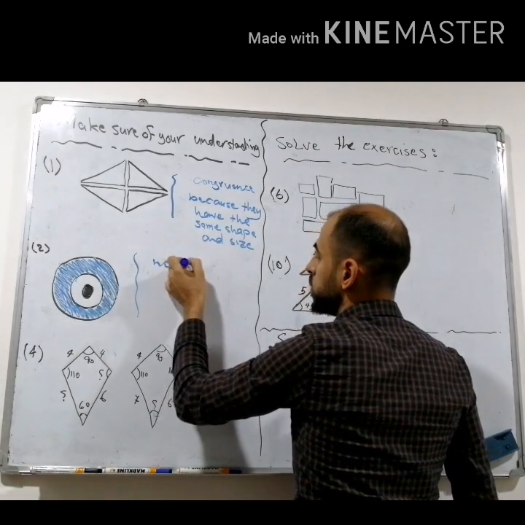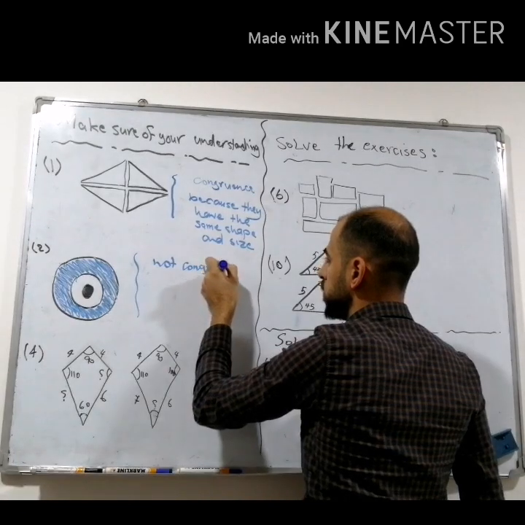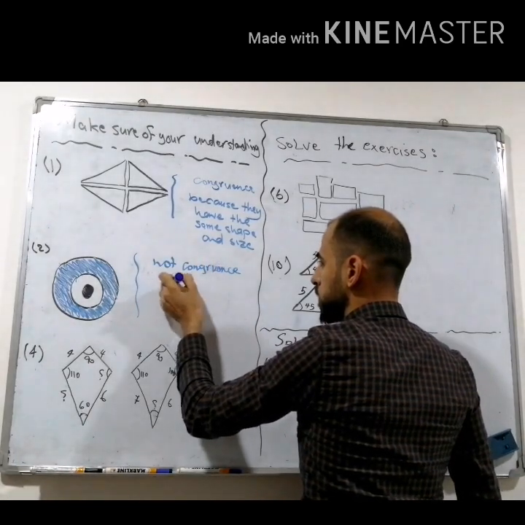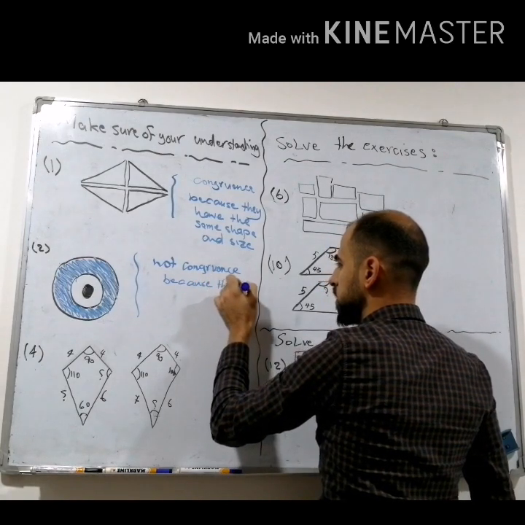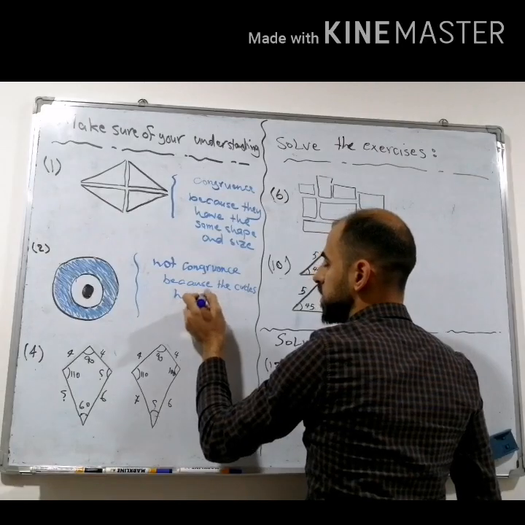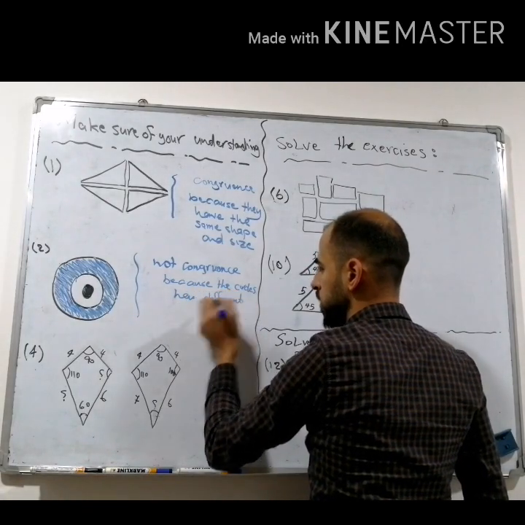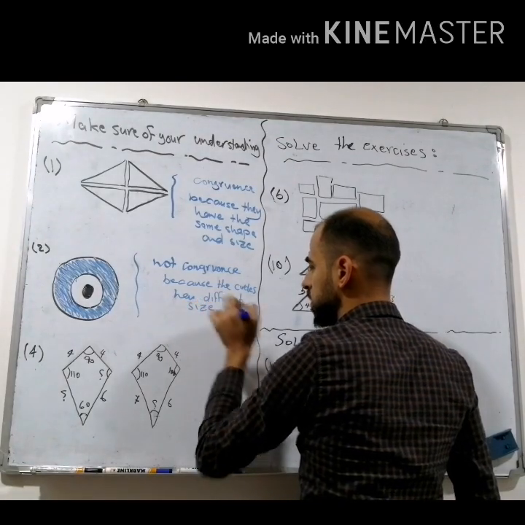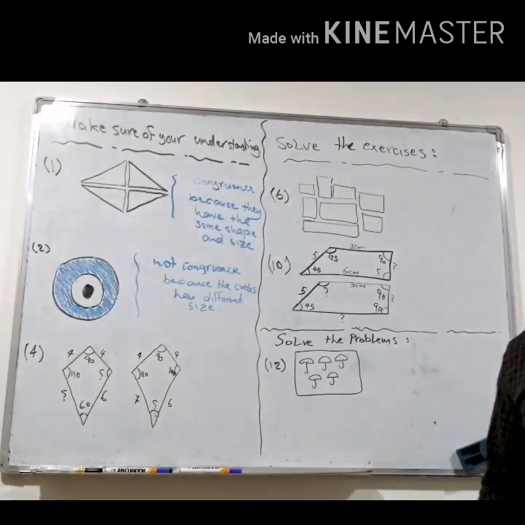Not congruent because the circles have different size. Why? Because these circles have different size.